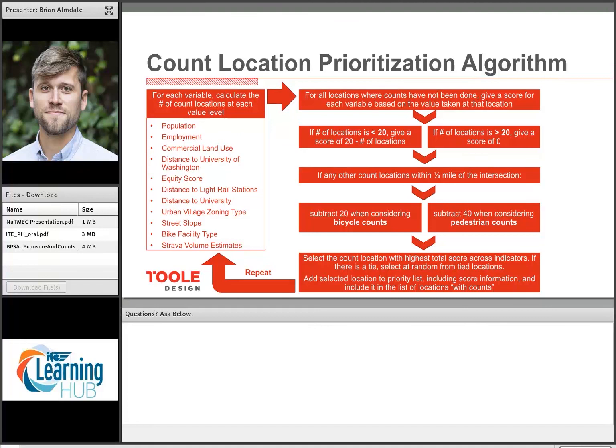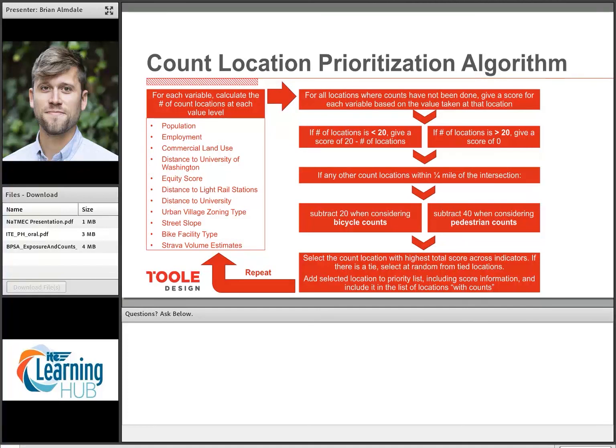For locations with existing counts, the number of locations was calculated for each variable included in the model, such as population, employment, commercial land use, etc. The model then counts the number of locations for each variable that have no count data. If the number of these locations is less than 20 for each individual variable, then the location is given a score of 20 minus the number of locations. Negative scores were assigned to nearby locations to discourage clustering.